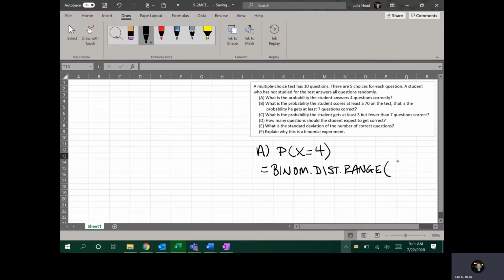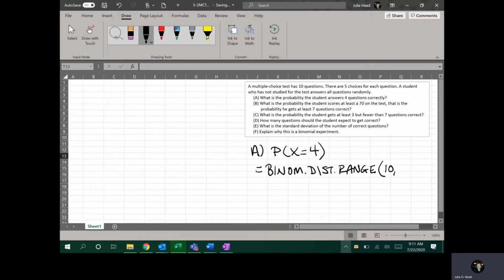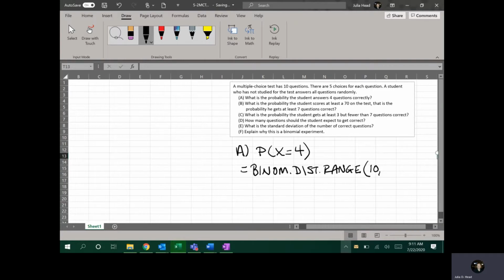It's going to ask you for n, and we have 10 questions. It's going to ask you for the probability of success. Now, we actually have to calculate that in this question. If there are 5 choices for each question, then we have a 1/5 or a 0.2 chance of getting it correct. And as I said, equal to is the special case. When it is equal to 4, just use 4, 4. If it's equal to 7, use 7, 7 at the end.